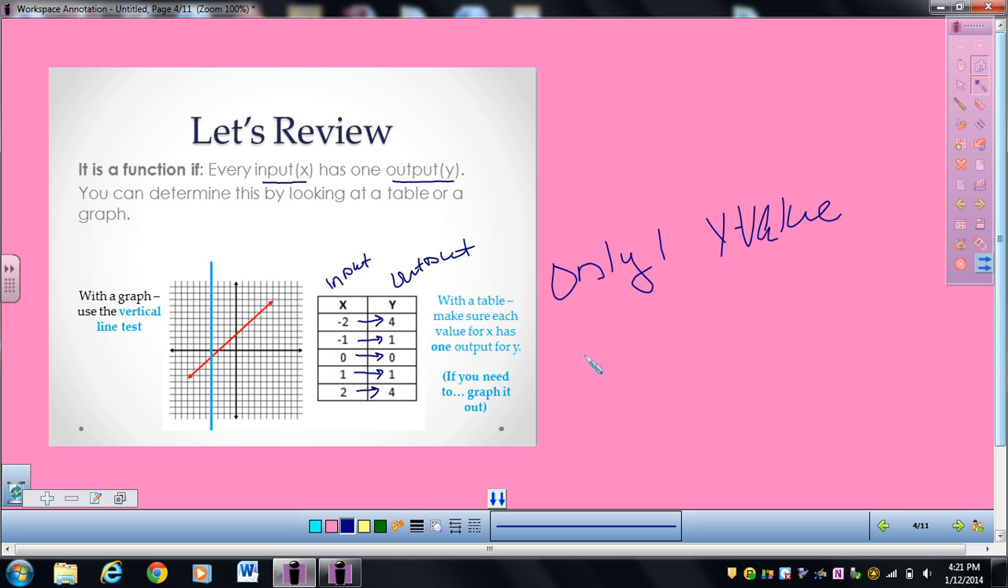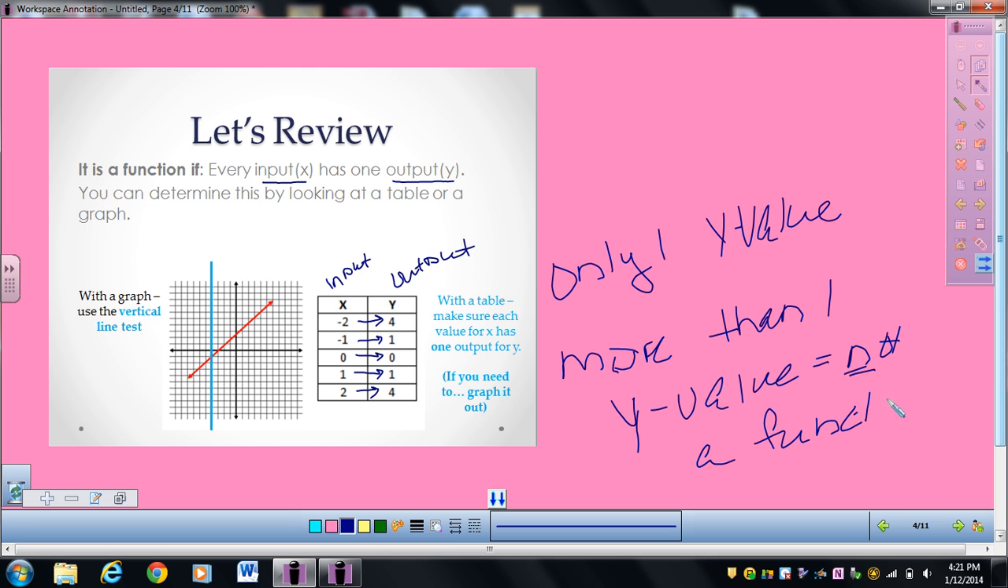If it has more than one, then it's not a function. So more than one y value equals not a function. The other way we can look at it is this graph, and we're going to go over more than this later, but you can do the vertical line test, and remember vertical line is up and down. And if it only hits the graph one time, the points that are graphed here, then it's a function. If it hits more than one time, like say it was a circle here, and it hits here, and it hits here, then that would not be a function.